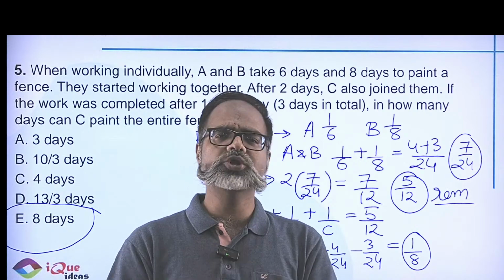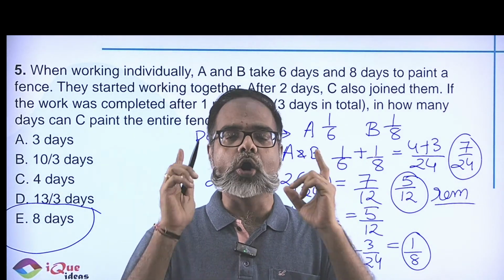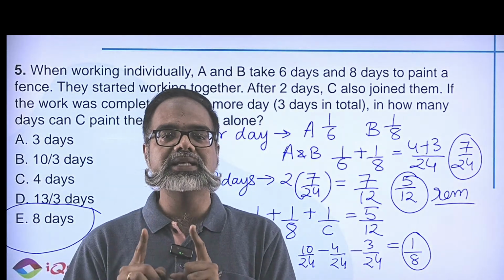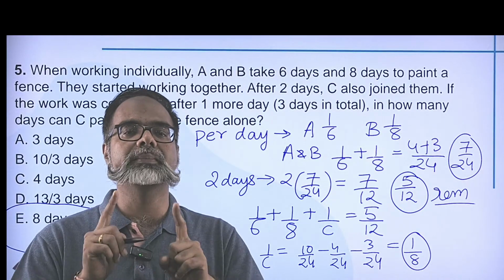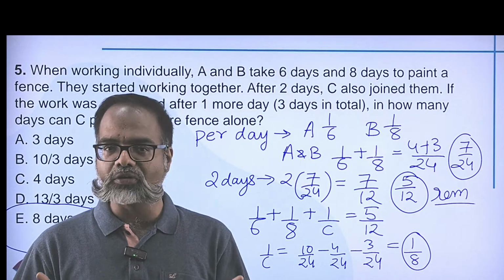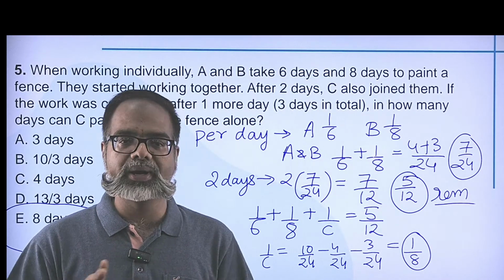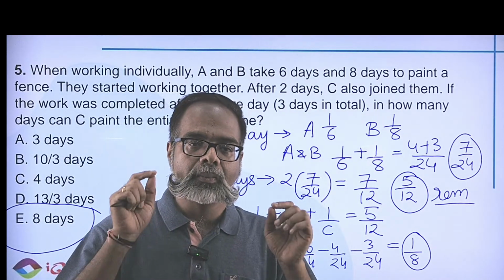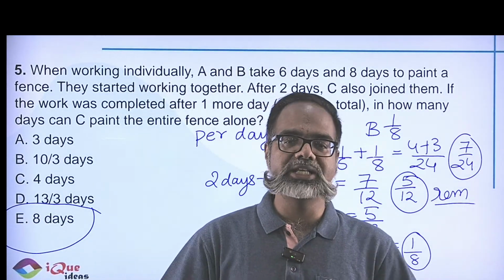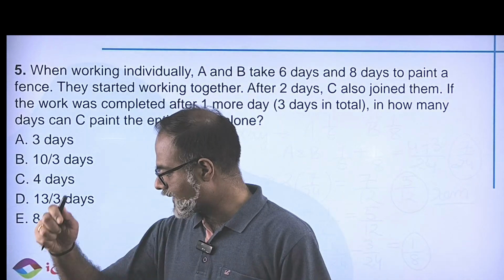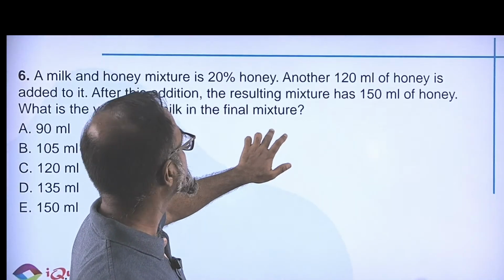Time and work are usually easy questions. The hack, the mantra, is always work out the per day amount of work done by the person. Per day, per unit of time. Same funda for pipes and cisterns. Per hour, per day, per minute, whatever unit of time is given. Per unit of time, if you find out the capacity, you can easily work out these problems. Excellent. Now, let's move ahead, see what comes next.